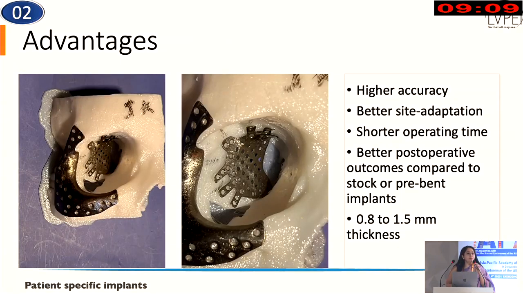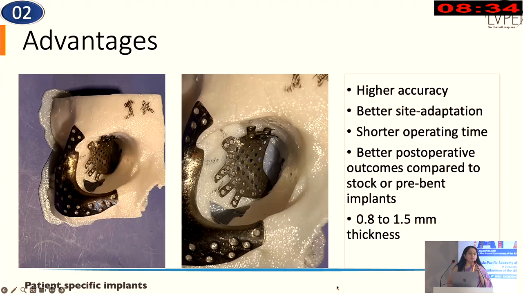The advantages here are that these implants offer you a higher accuracy of correction because you've spent a lot of time before the surgery planning what the shape and size of the implant should be, what its contour should be, and hence as you slip it into the defect you have much better site adaptation and you don't need a lot of intraoperative tweaking. This also reduces your surgery time and certainly gives you better post-operative results in select cases where your run-of-the-mill implants will not give you the correction that you're looking for.